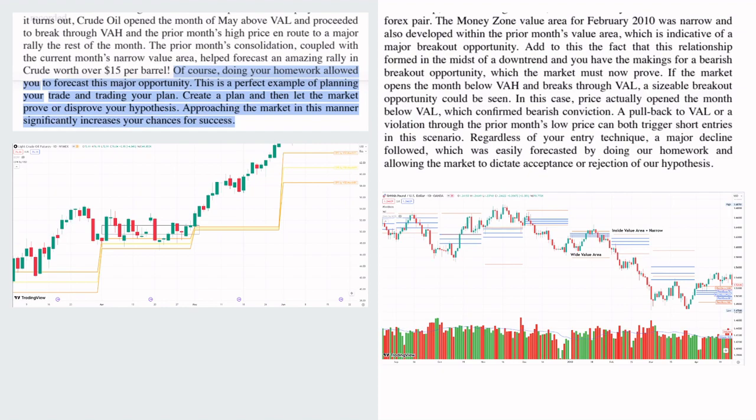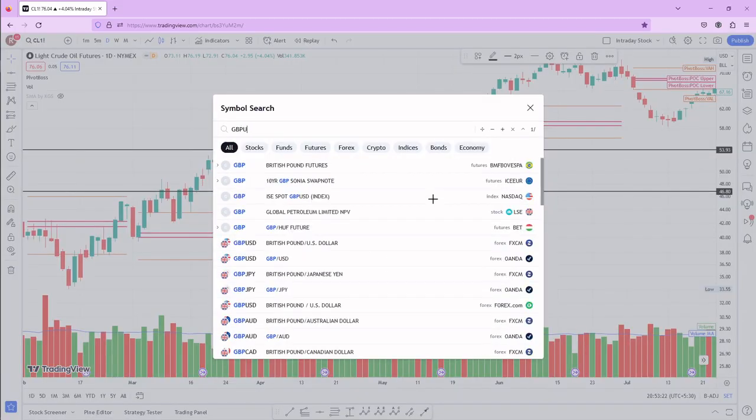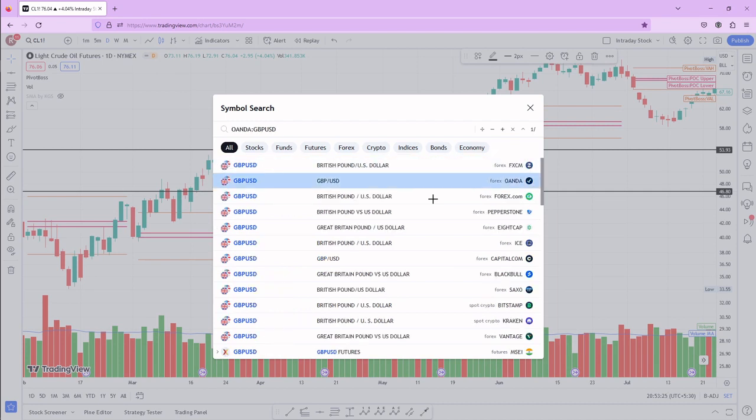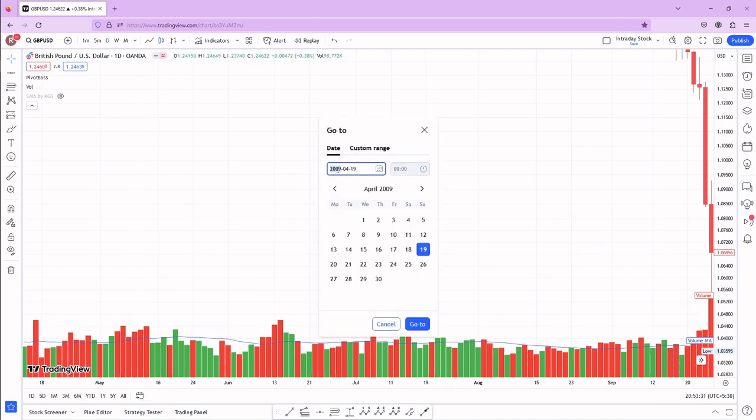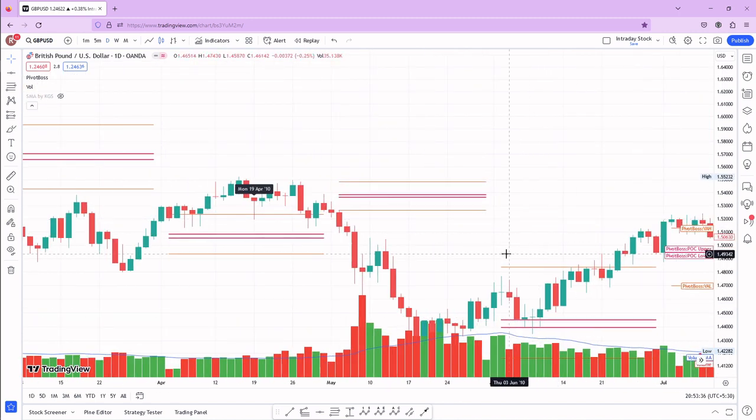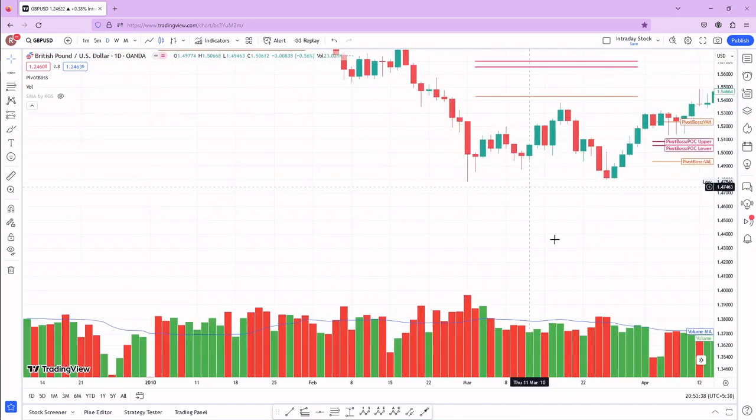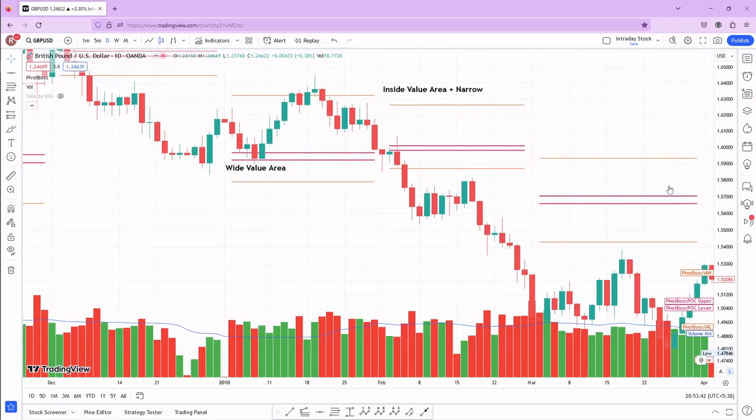Now we are going into the forex market. So we are going into GBP USD. Okay, GBP USD, on 2010. Yes, we are here, 2010. Again the same concept, nothing much.